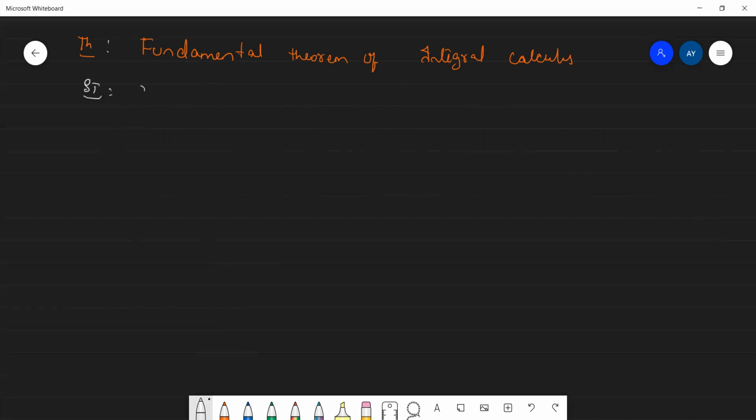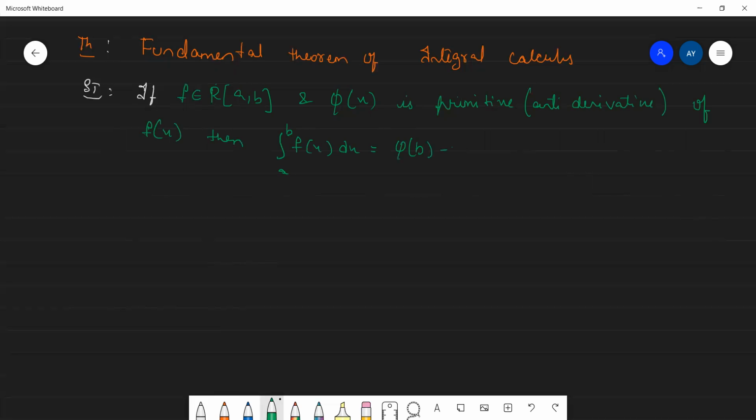The statement says, if there is a function f which belongs to R[a, b], the Riemann integrable functions on [a, b], and they have defined a phi of x, this phi of x is a primitive or anti-derivative of f of x. I hope you know what a derivative is; then you have to put anti for that, so it is anti-derivative, that is, you have to take the inverse. Then they are asking us to prove that the integral from a to b of f of x dx is equal to phi of b minus phi of a. So please do remember that one.